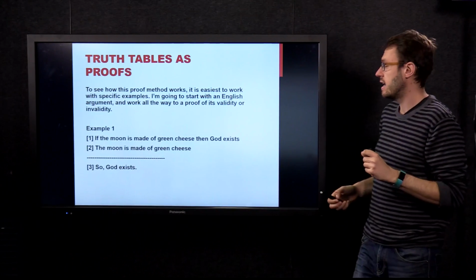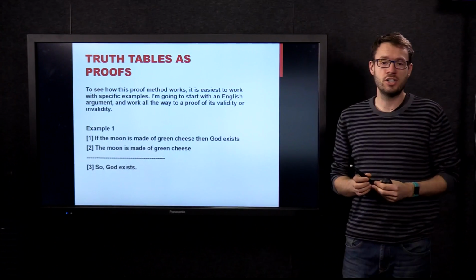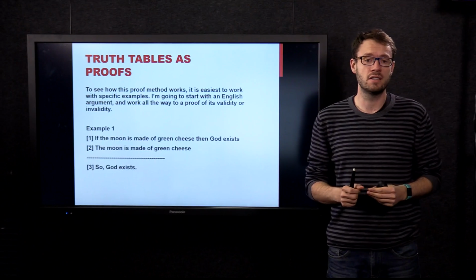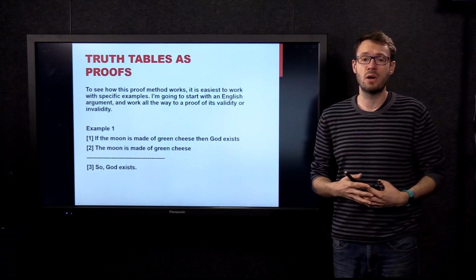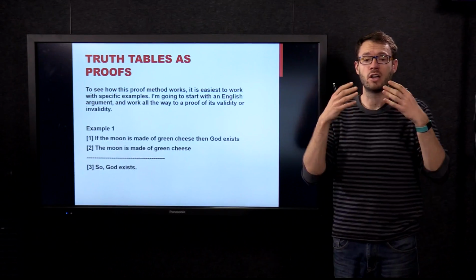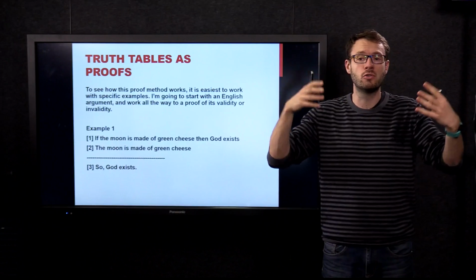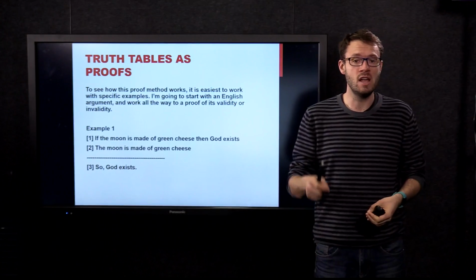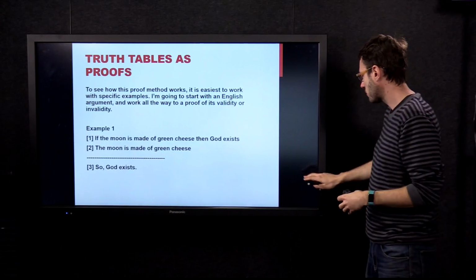All right, so consider this argument, which I've got up on the slide for you. If the moon is made of green cheese, then God exists. The moon is made of green cheese, so God exists. What we're going to do is first translate it into our basic propositional logic. In so doing, we want to translate out each of the premises, get their logical form, and then situate that entire argument inside a truth table. We're going to complete the truth table, and that will provide us with our proof.